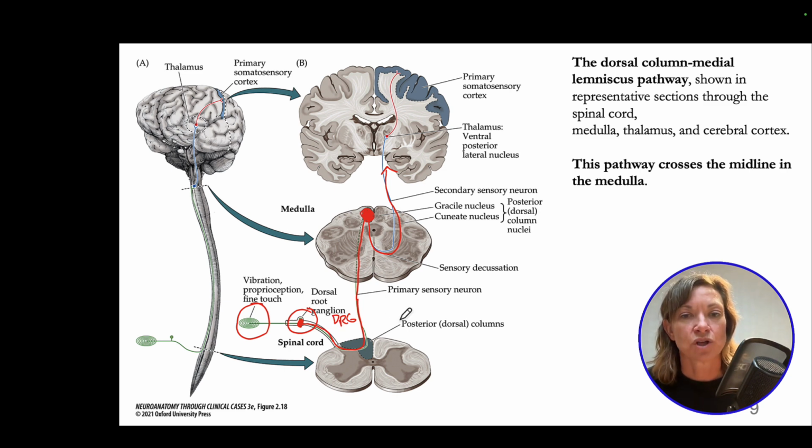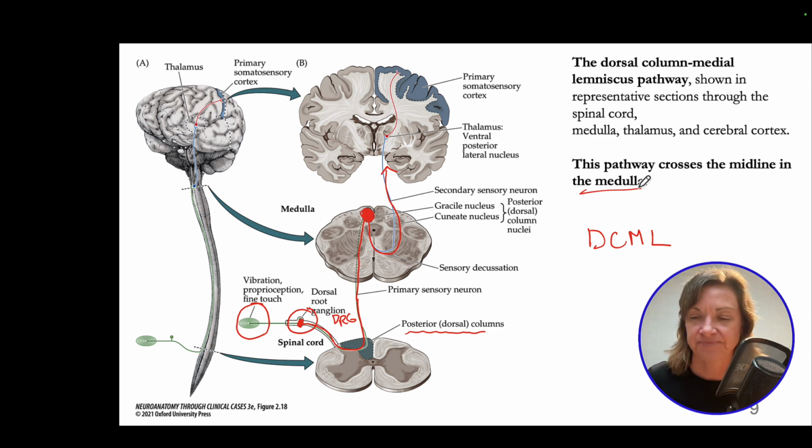The dorsal columns describe the pathway from within the spinal cord, right? Of the primary sensory neurons. The medial lemniscus describes the pathway from medulla to thalamus. So dorsal column, medial lemniscus pathway, often abbreviated like this. And the important point is the information crosses in the medulla.